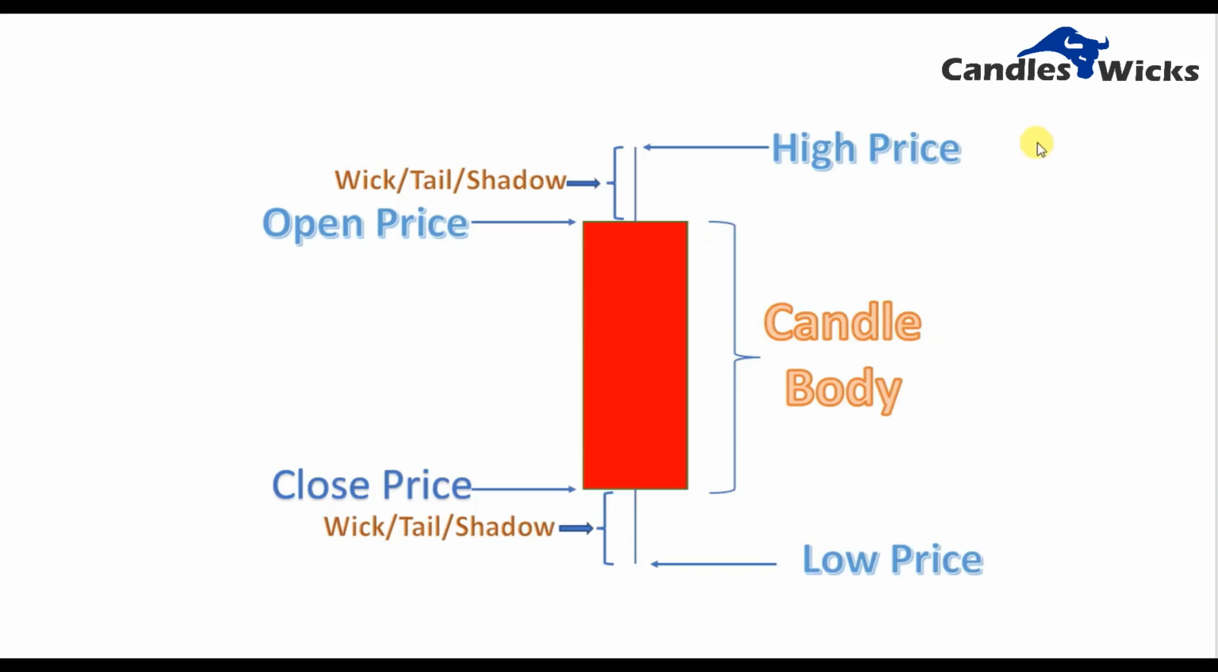This is the complete candle. This is the candle body, and this is the candle wick or tail or shadow. This is the same as the green candle. Just wanted to explain that this is a bullish candle and this is a bearish candle.